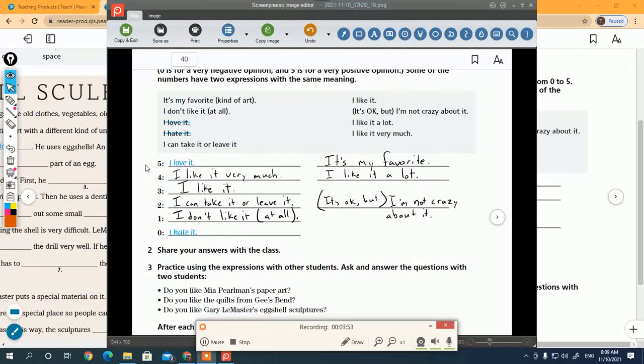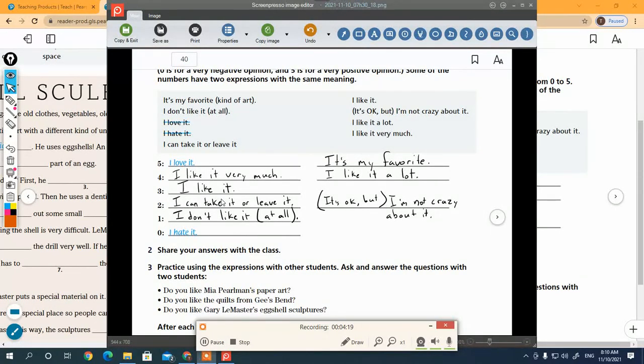That's a 4-star grade. I like it very much. I like it a lot. Down to 3 stars. I like it. Okay. And now less. When you really don't care so much, I can take it or leave it.